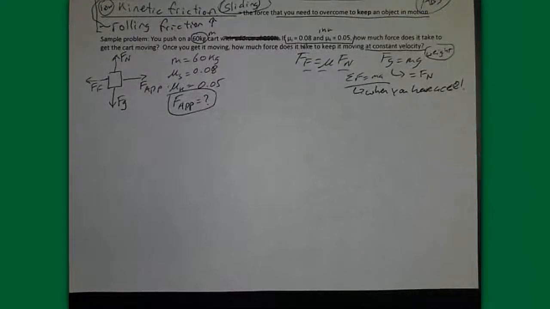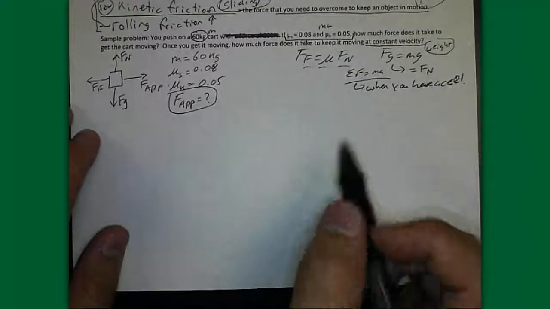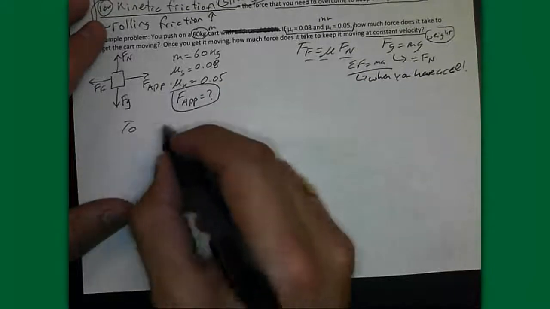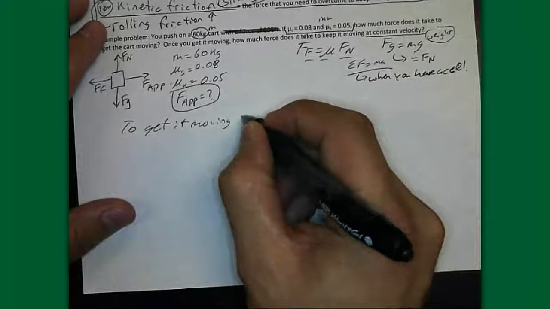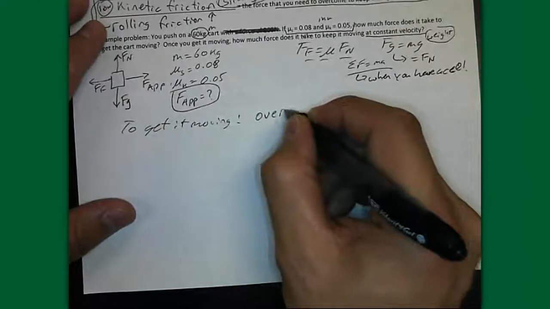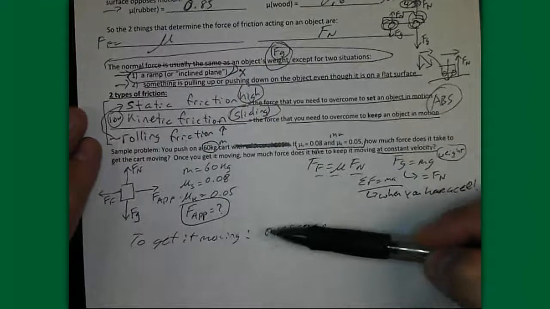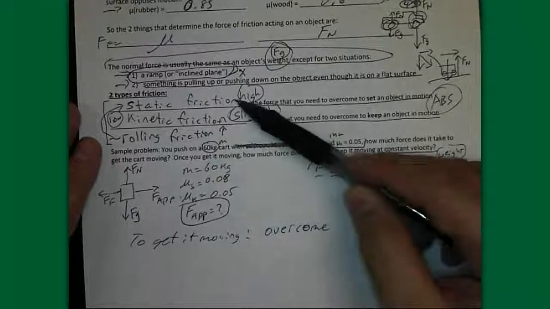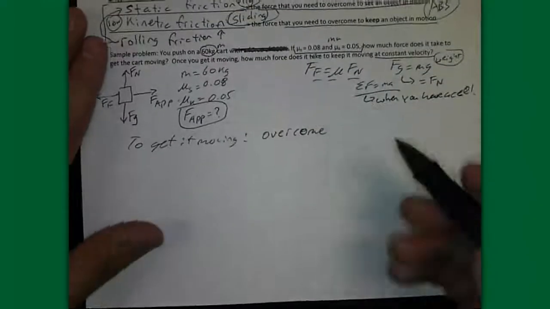Okay. So the first question asks about getting the cart moving. The cart is at rest, and so we're going to get it moving in the opposite direction. To get it moving, I must overcome a force of friction. And remember, there's two types of friction, static and kinetic. If the box is initially stationary, we're dealing with static friction. That's the force we need to overcome to set an object in motion. So I have to overcome static friction here.